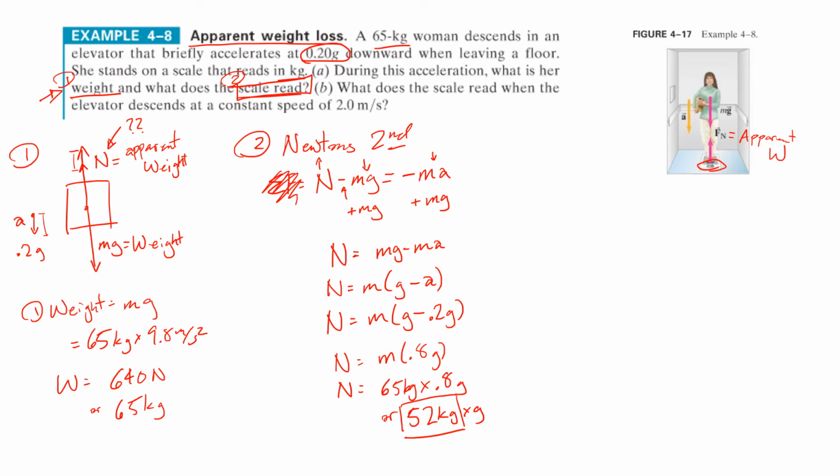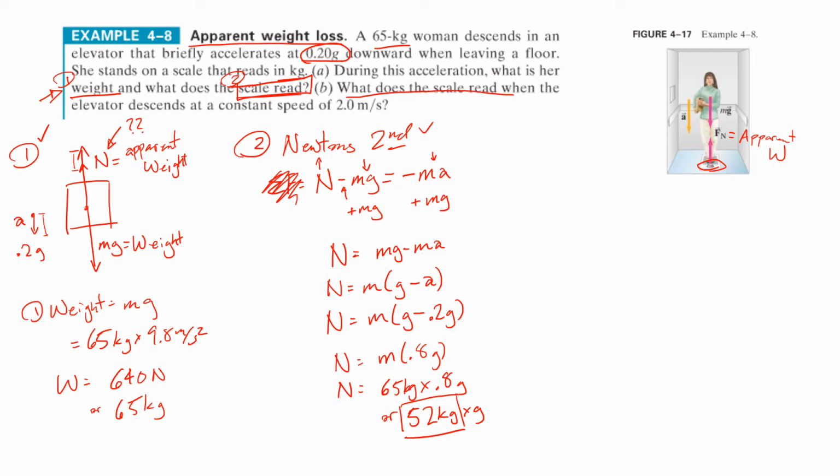So what did I do? Number one, I did a free body diagram. Number two, I did Newton's second law. I did what's called a sum of forces. And then I just did a little bit of rearranging until I got to the actual mass. Good? Okay. Finally, part B.